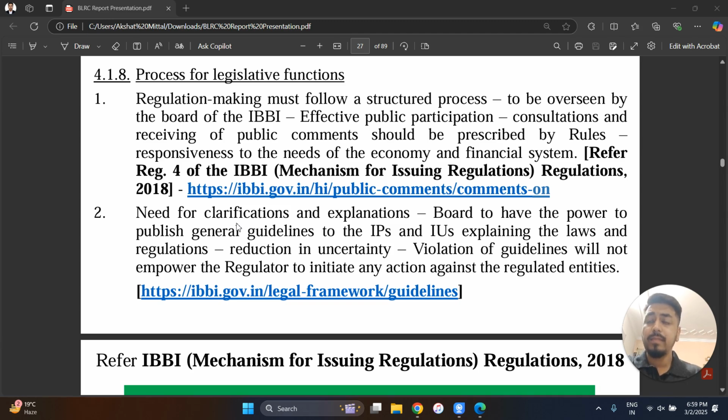Furthermore, when there is a regulator like IBBI and it is supervising two regulated industries, which we have discussed to be the insolvency professionals and information utilities, this committee has proposed that this regulator must release guidelines for such IPs and IUs for their better functioning. And if those guidelines are violated, the regulator must not be given any power to penalize them. Rather, the reason for violation should be looked into and should be addressed for the better functioning of the overall system.